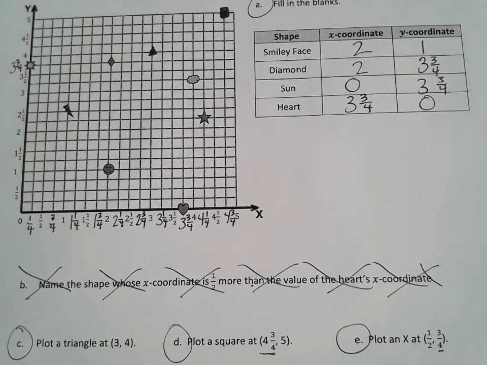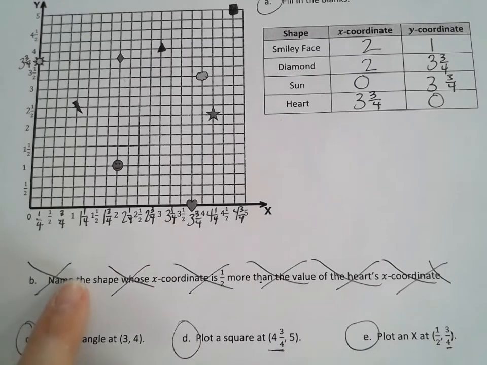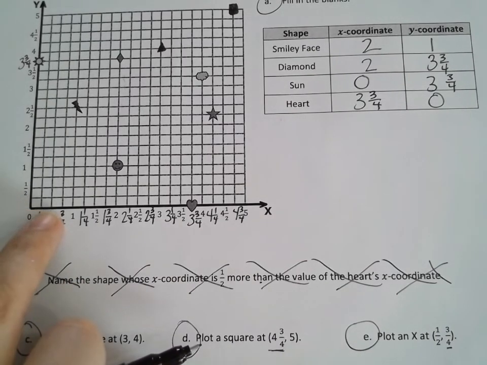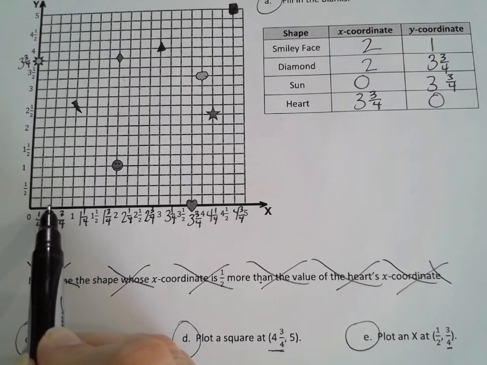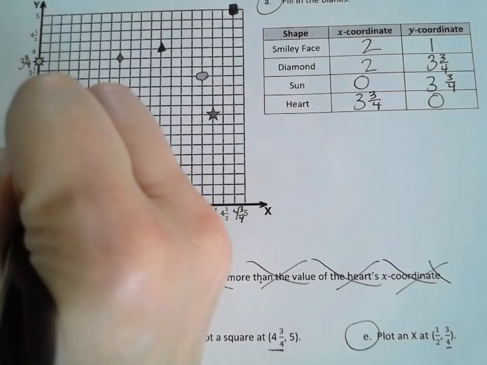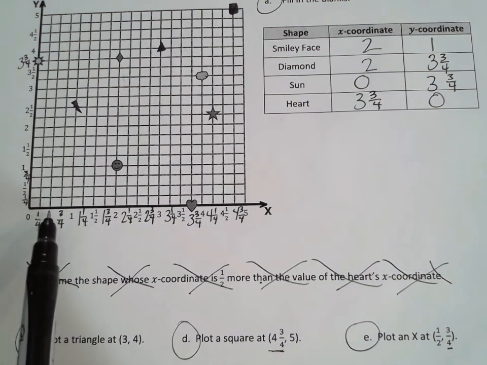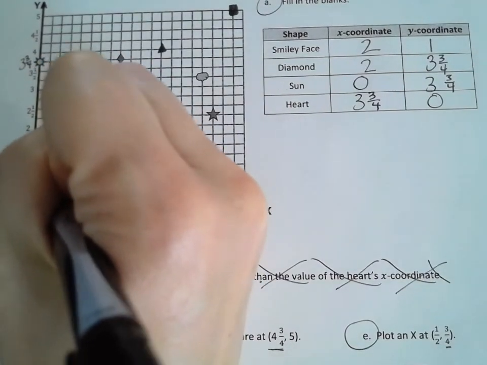And last is an x, at 1/2, 3/4. Remember, we always start at the origin. Our x is only 1/2, so we're staying right below this grid line. And then we're going up to 3/4. We know we have 1/4, 1/2, and then 3/4. I could even write that over there if I wanted to, because remember, we were counting by fourths. So we have 1/2 up to 3/4. We're going to plot an x right there.